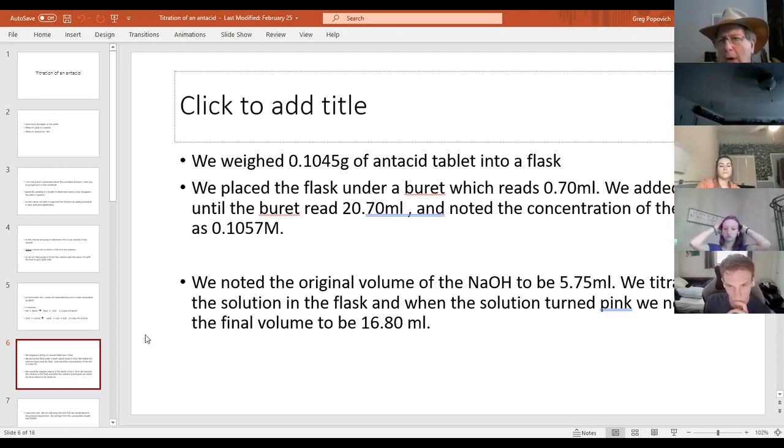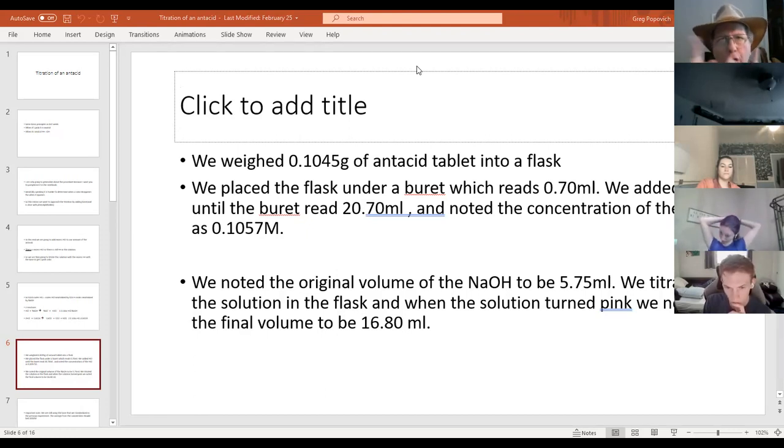Okay, now we're going to take that antacid tablet and put it under a burette with acid in it. It's initially marked at 0.70. I'm going to add HCl until the burette reads 20.70. And I'm also going to note the concentration of my HCl as being 0.1057.